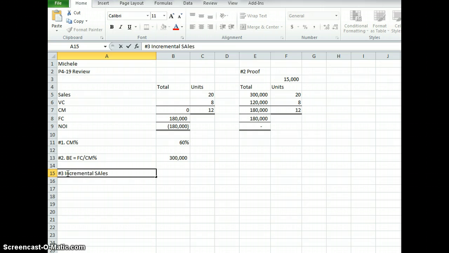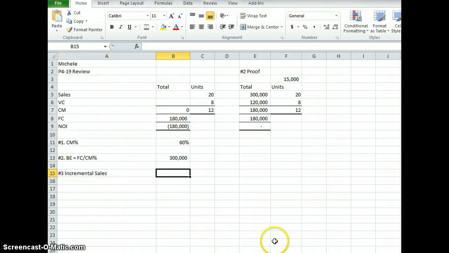Incremental sales given, I can't type, sorry about that. Incremental sales that were given to us are $75,000. What do we know? We know that at a 60% contribution margin ratio, we have money available to cover fixed cost and profit. So what this is asking basically is, can we do a shortcut method to get to what our increase in net operating income is? And the math is pretty simple here.